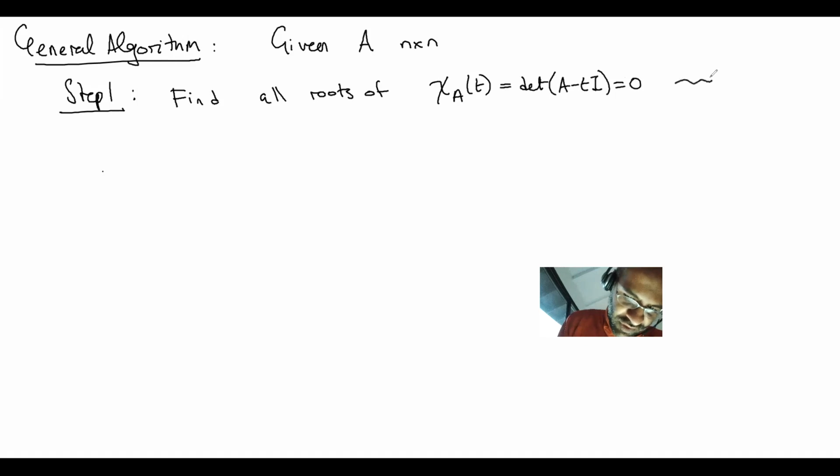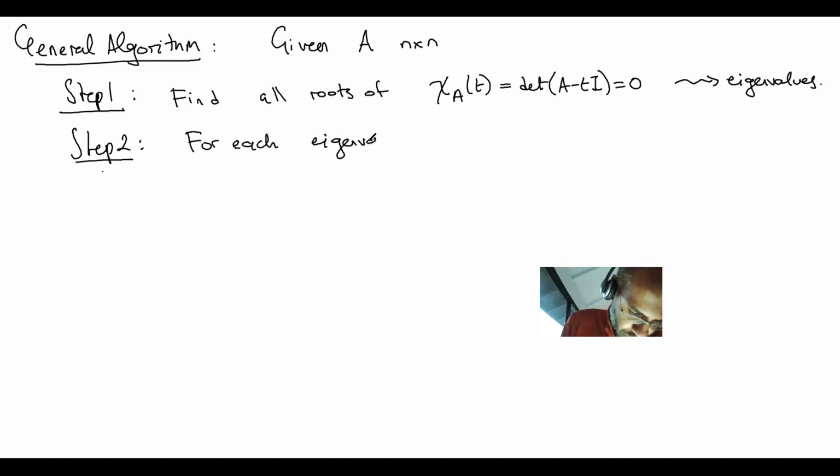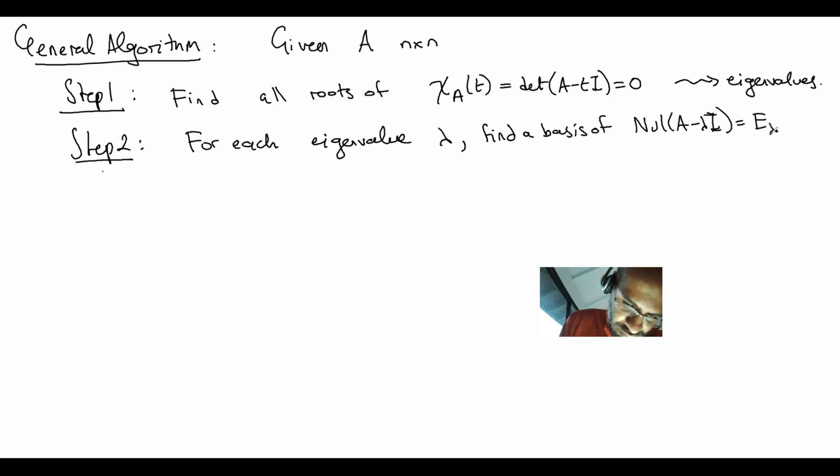And then this will give you the eigenvalues. And then step 2, now that you know the eigenvalues, you just do row reduction. So for each eigenvalue lambda, find a basis of the null space using row reduction.